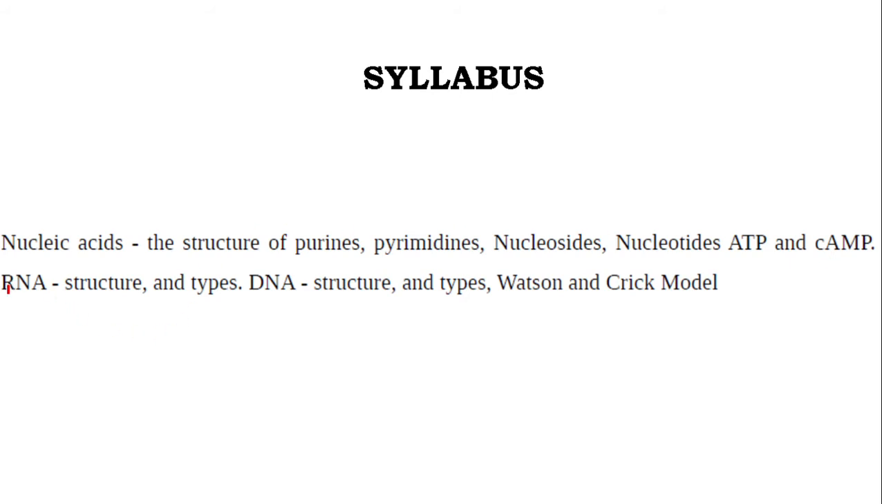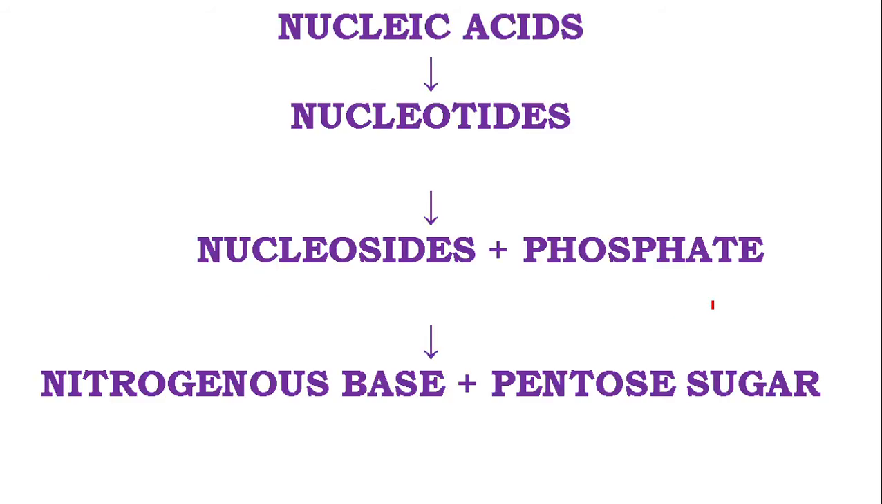And you have the DNA and the RNA, which are the genetic materials, or we say which are the nucleic acids, and their structure, their types, and the Watson and Crick model of DNA. You have heard about Watson and Crick. You see, nucleic acids are actually made up of individual units called nucleotides. Several 100,000 nucleotides join together to form nucleic acids.